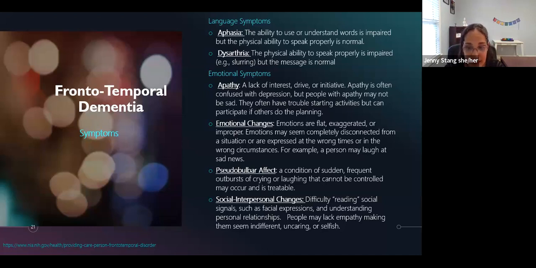Pseudobulbar effect is a condition of sudden, frequent outbursts of crying or laughing that cannot be controlled. This may occur, but it is treatable. And then social interpersonal changes. So this person may experience difficulty reading social signals, such as facial expressions and understanding personal relationships. And they may lack empathy, making them seem indifferent, uncaring, or selfish.